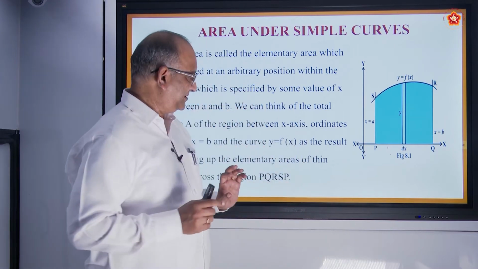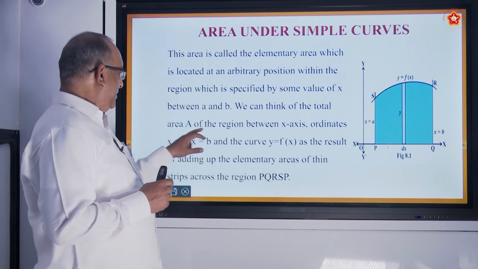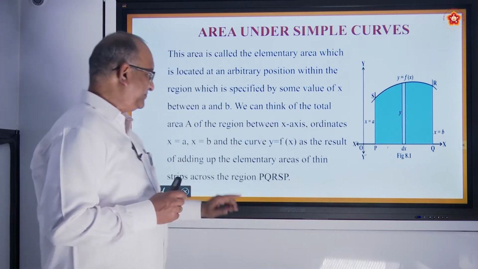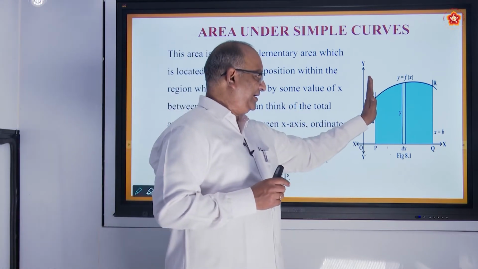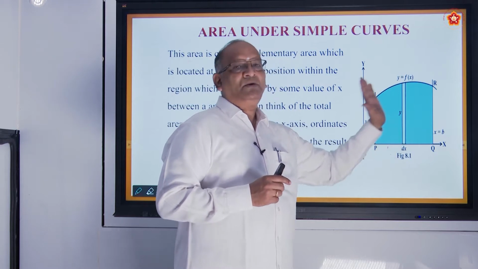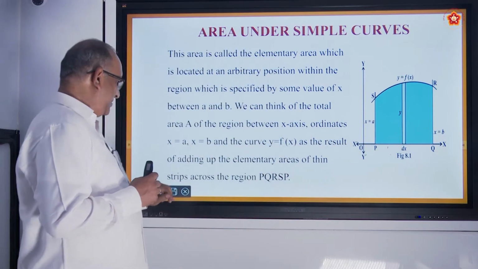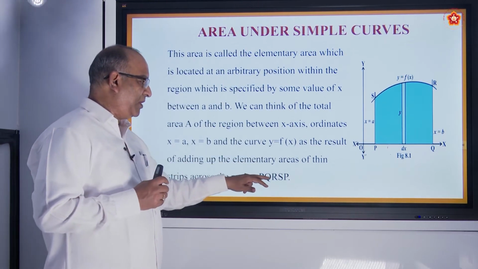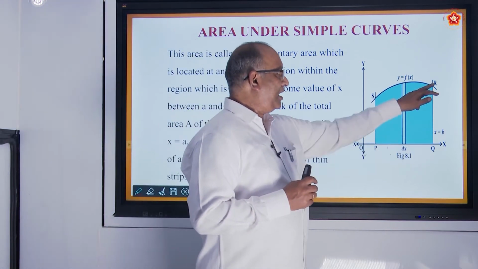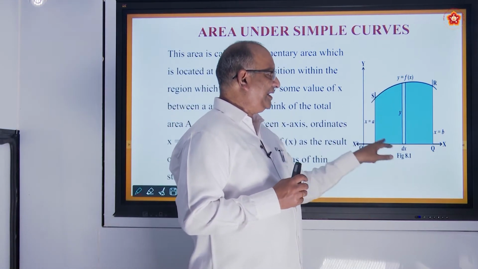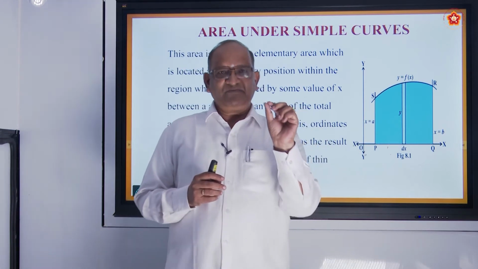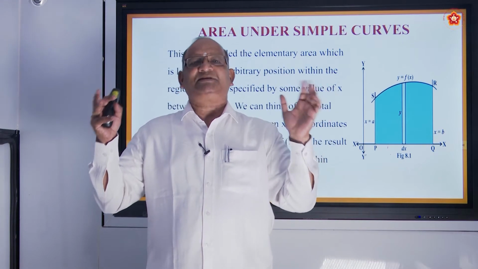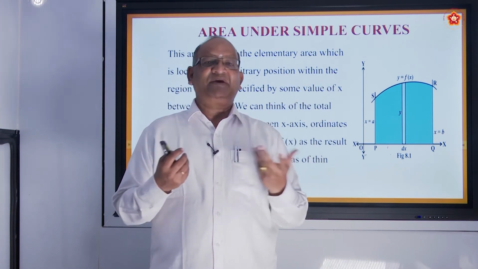We are taking that height as y and width as dx. So, the area of the region between the x-axis, above the x-axis, with ordinates x equal to a and x equal to b, is found by adding up the elementary areas of thin strips across the region PQRSP. This total area we want to calculate. So what we are doing? We are calculating the area of a thin strip, and we are adding up all such thin strip areas, and we get the total area.